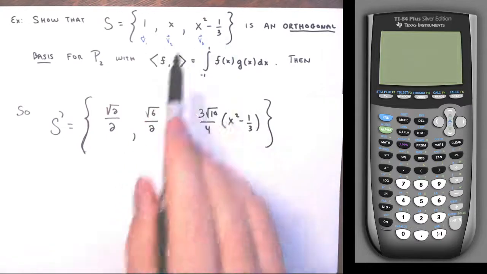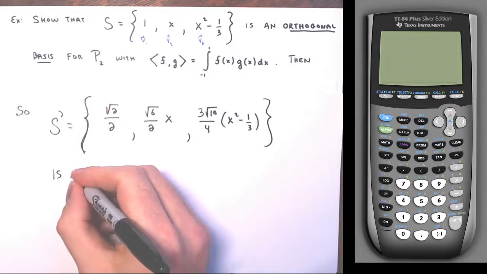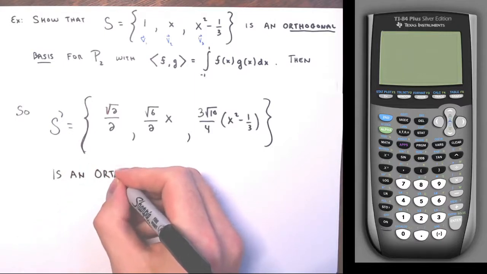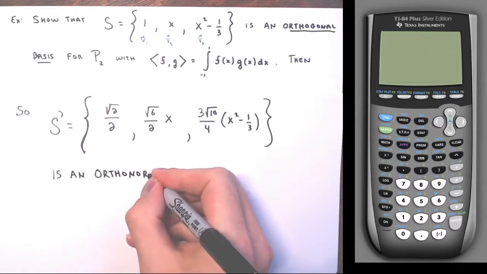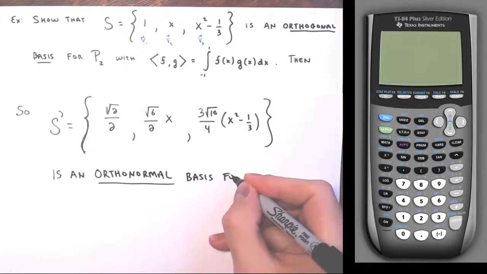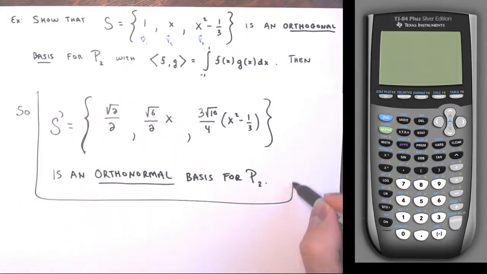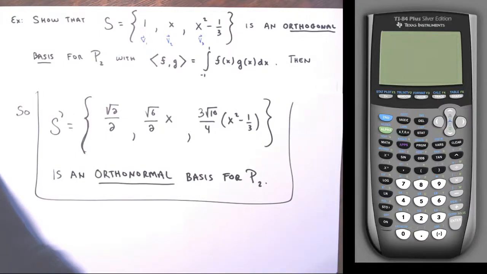The first one was just orthogonal. Now it's both orthogonal and orthonormal. Every polynomial is a unit vector now. This is an orthonormal basis for P2. And again, when I say for P2 and don't mention the inner product, I mean under that integral inner product that was mentioned. So lots of stuff going around.